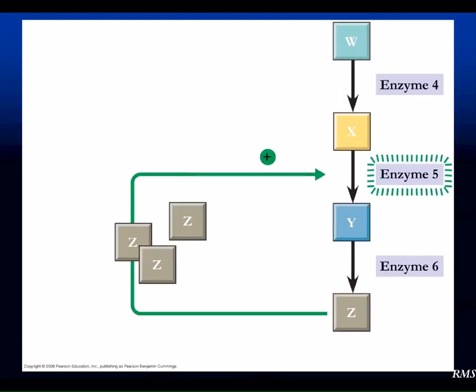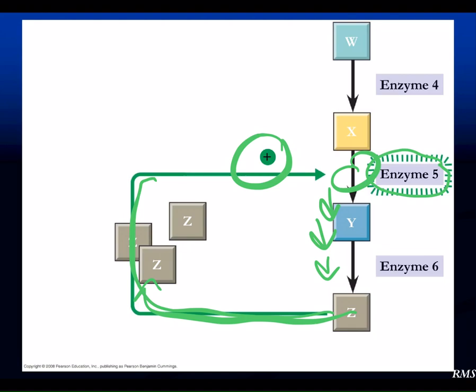In this case, you have W to X, X to Y, Y to Z. Z starts building up, but Z attaches to this enzyme, and we haven't talked about enzymes yet, but enzymes help control the reactions in our body, and that's going to enhance this and make it happen even faster, which means more Z gets built up, so that's positive feedback.